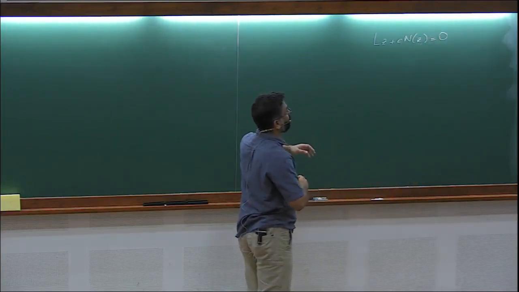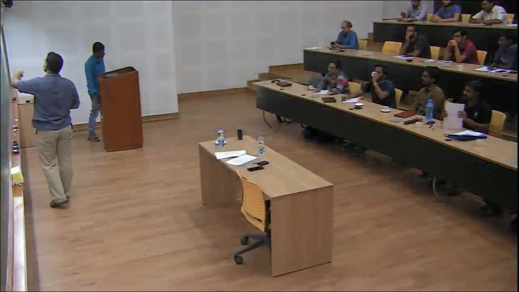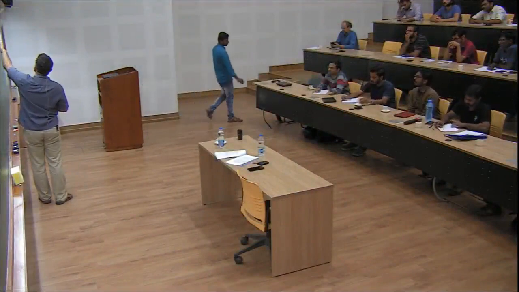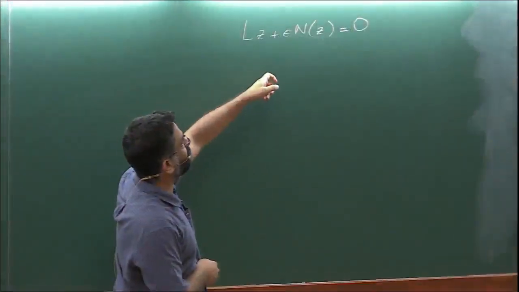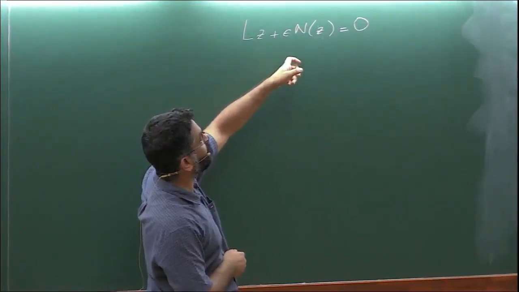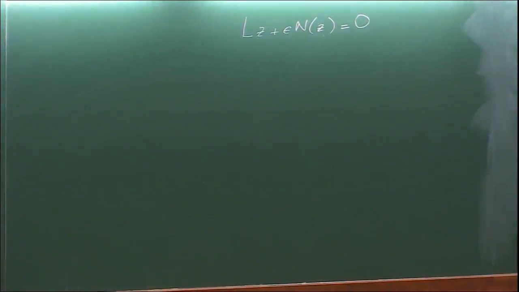Suppose we have, I know I used Q last time. I may need Q for some other variable, so I'll keep Z here. So suppose you have an equation of the following form. L is something like a matrix. Z is a vector in Rn. Epsilon is a scalar. N of Z is some vector-valued polynomial function of Z.